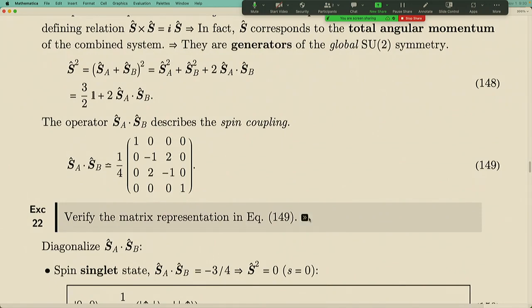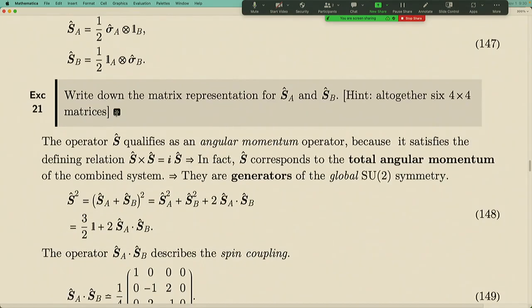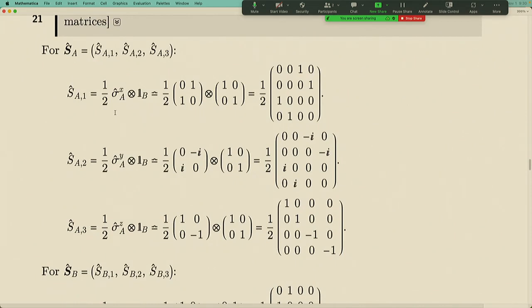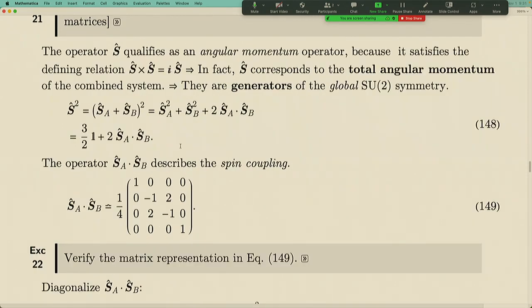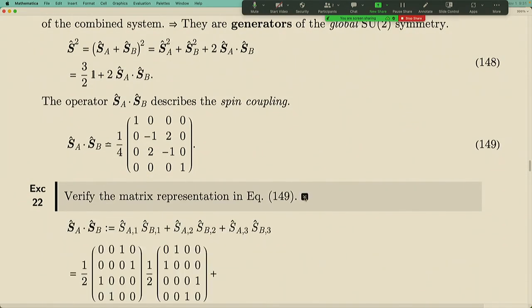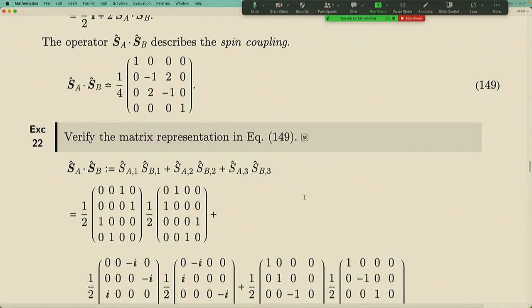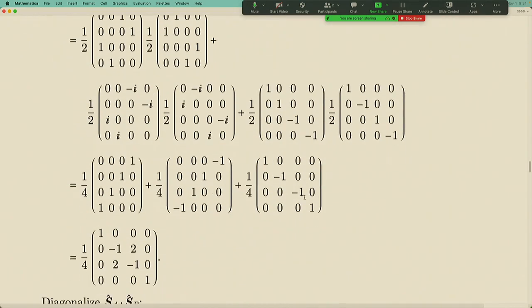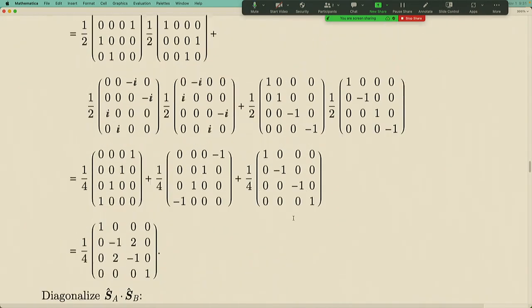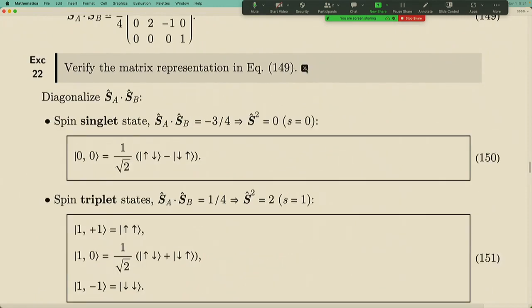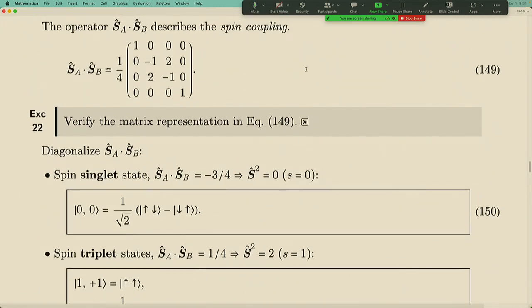If you want to verify, in the previous exercise you calculated what SAX, SAY, SAZ look like as 4x4 matrices. You just need to combine them following the definition and expand them. Unfortunately, you have to multiply and sum together a lot of 4x4 matrices. If you go through all this tedious process, this is the result. This is what SA dot SB looks like, and this matrix is not a trivial diagonal matrix.